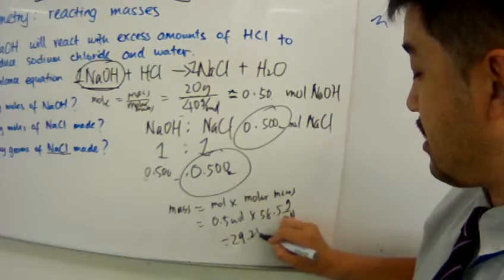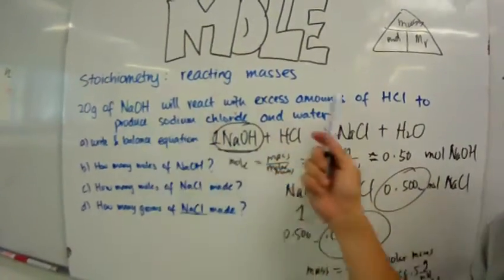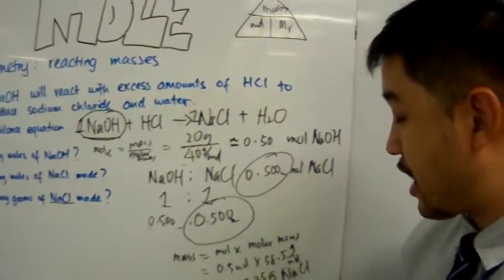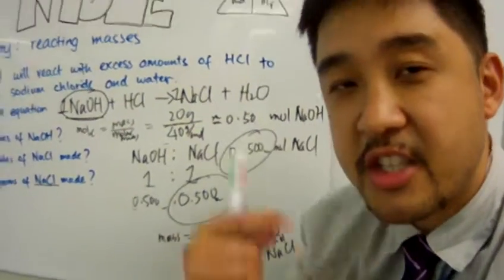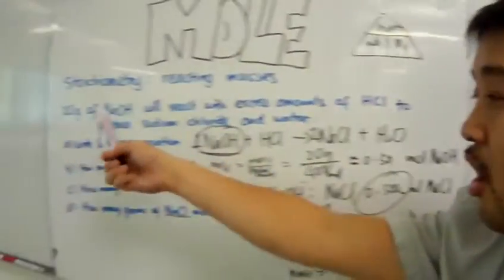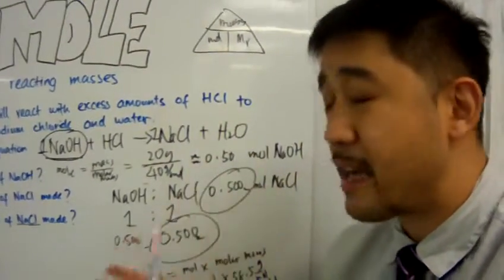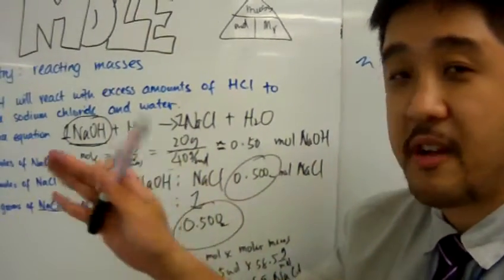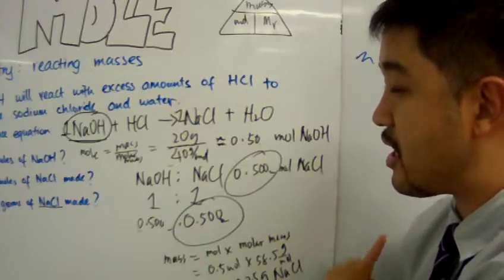So in this reaction, when I have 20 grams of sodium hydroxide and react it with lots of hydrochloric acid, I would get 29.25 grams of sodium chloride, assuming that all of this reacts. I made a couple of mathematical mistakes on this, but it should not have changed everything. If you need to pause this video to look at the workings again, here it is.